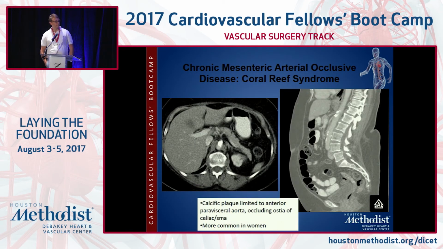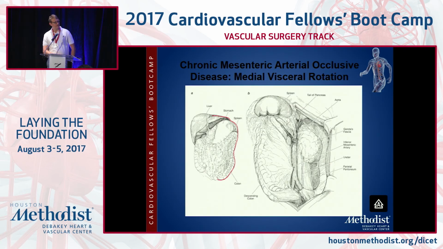So here's a separate entity. A certain percentage of patients will have what's called coral reef syndrome, where they have dense atherosclerotic plaque at the origin of the celiac and the SMA. If you look at that CT scan on the left, that's not contrast that you see in the anterior aorta. That's a dense calcific plaque, and you can see on that sagittal view that's what you have there blocking the ostia. This is a disease more common in women, and it's a very interesting pattern of disease. Much of the aorta will actually be spared, so it's a little unclear why this develops right at that site.